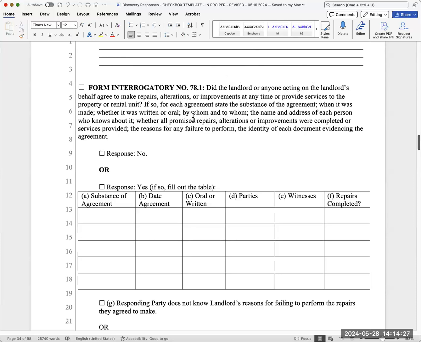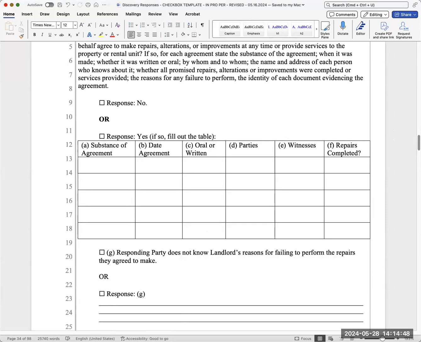If so, for each agreement, state the substance of the agreement, when it was made, whether it was written or oral, by whom and to whom, the name and address of each person who knows about it, whether all promised alterations, improvements, repairs, etc., were completed, services provided, reasons for any failure to perform, and identify each document evidencing the agreement. Okay, so you could say, hey, my sink isn't working, I'm going to notify the landlord.